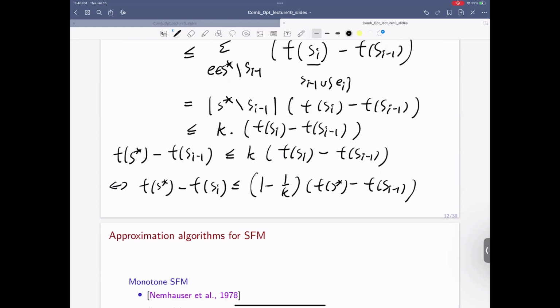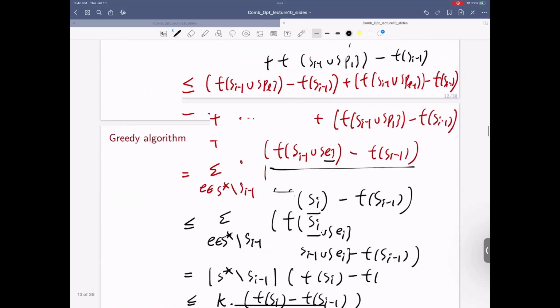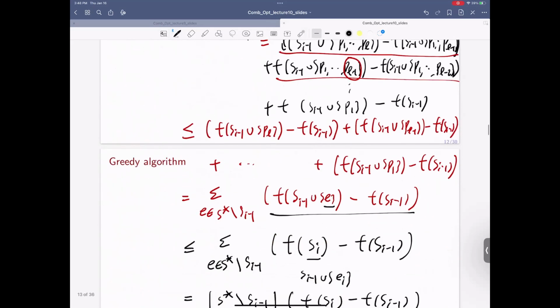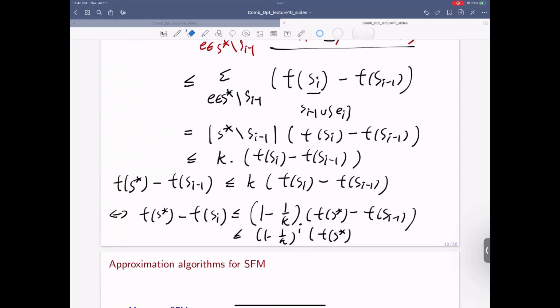By the induction hypothesis, this is less than or equal to 1 minus 1 over k to the i minus 1. This is equal to 1 minus 1 over k to the i times f of S star minus f of S star.